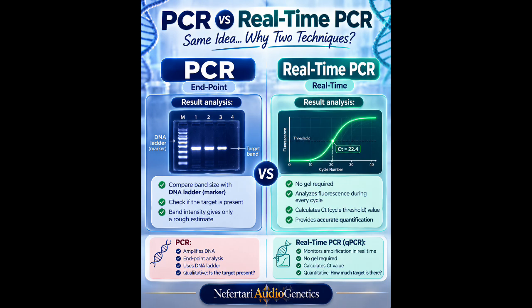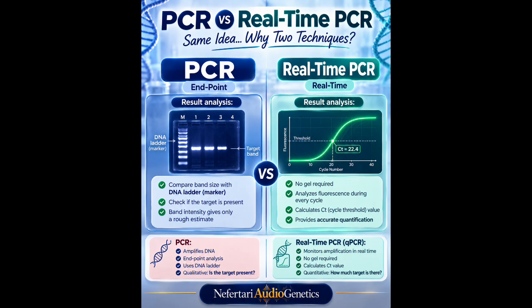To analyze the results, unlike conventional PCR, real-time PCR does not require gel electrophoresis for routine detection. Instead, specialized software analyzes the fluorescent data, uses the CT value, and estimates the initial amount of the target DNA.